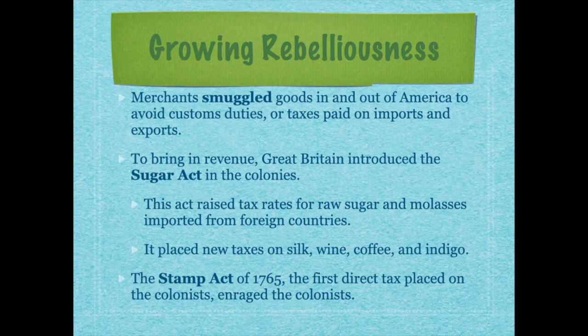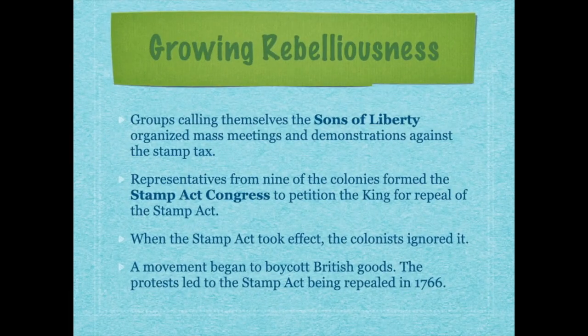The Stamp Act of 1765, the first direct tax placed on the colonists, enraged the colonists. Groups calling themselves the Sons of Liberty organized mass meetings and demonstrations against the stamp tax. Representatives from 9 of the colonies formed the Stamp Act Congress to petition the king for repeal of the Stamp Act.